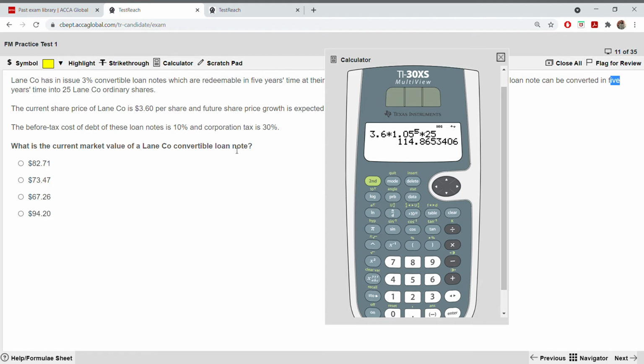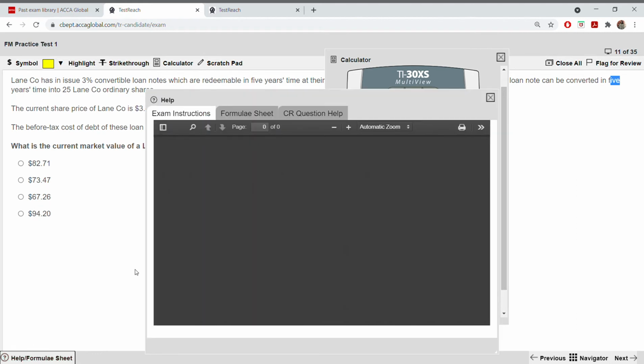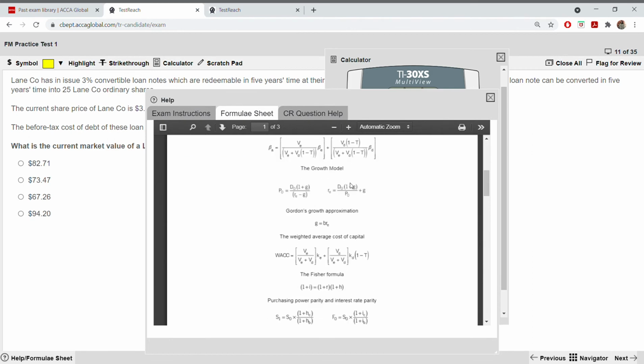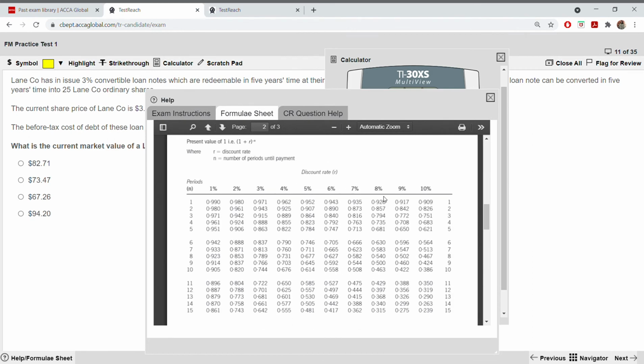So you will be discounting this at what? At 10%. What is the discount at 10%? Okay, for 5 years. Now, either you can do it manually if you know the formula. In case you forgot, don't worry. Go to help, formula sheet, click here and go to the formula sheet. And what you have to do is just go to the discount, go to 10%, and for the 5 years, this is the rate, 0.621.